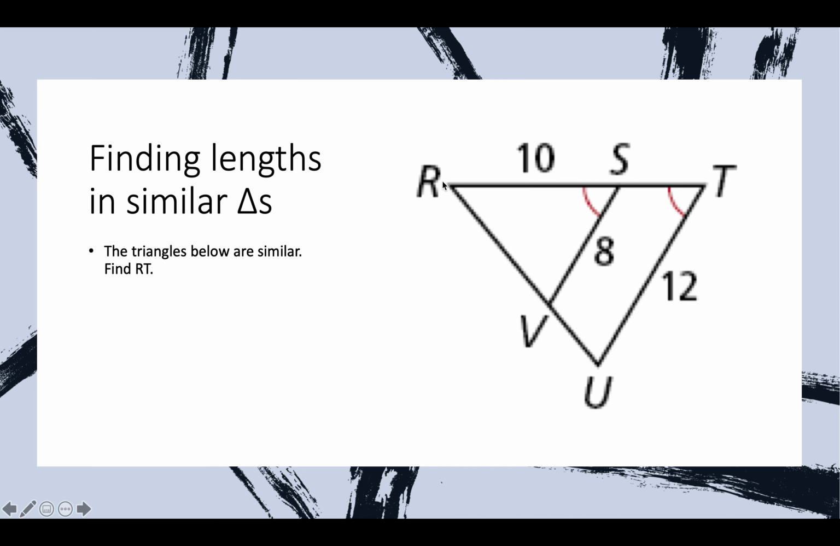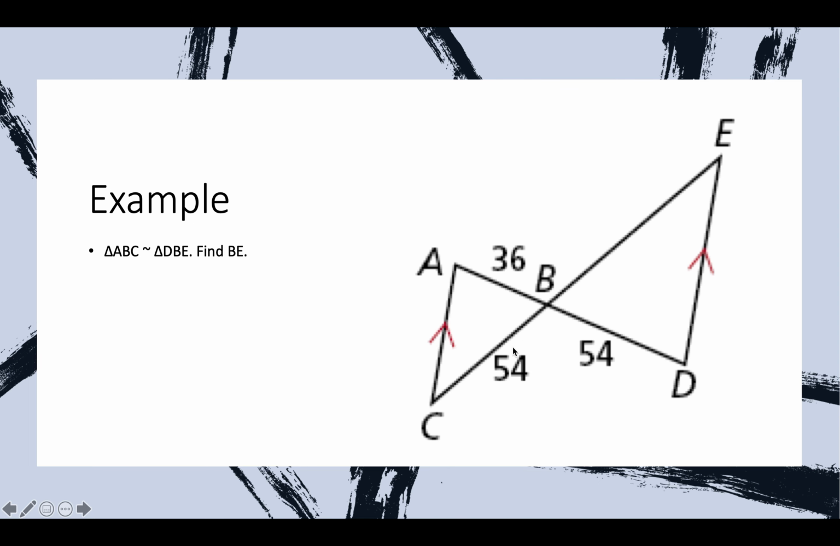So first triangle is RSV, the small triangle. The big triangle is RTU. So we're finding all the way from R to T, the top of this big triangle. I have the top of the little triangle and this right-hand slant of the little triangle. I'm finding the top of the big, and I have the right-hand slant. So I can write 10 over 8 equals x over 12.